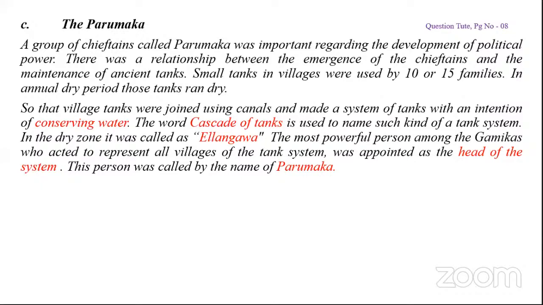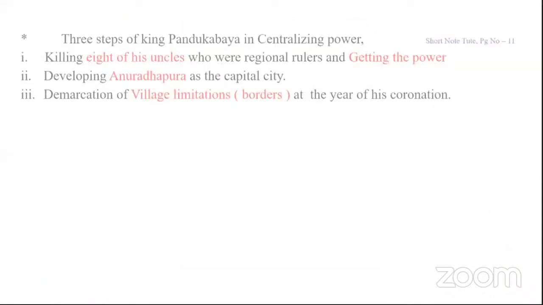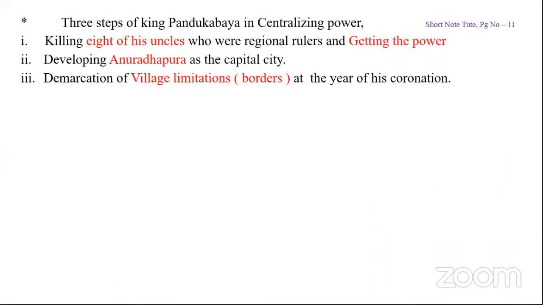Now, this is regarding Pandukabe, the first king in Sri Lanka. Some of the things regarding Pandukabe are there. I'm not going to explain everything because it's not the time to explain everything. So here, 3 steps of King Pandukabe in centralizing power. In Sri Lanka, when the kingship was developing, 4 rulers, 4 kings were important.